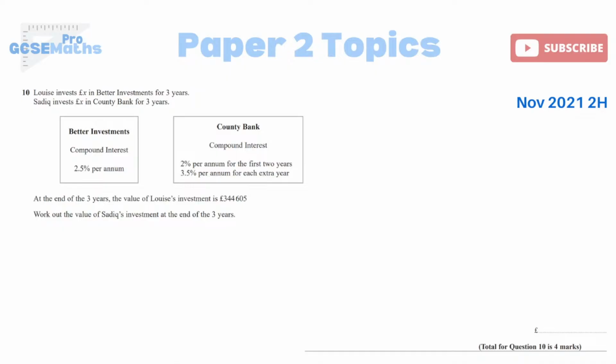Compound interest. For this question, Louise invests X pounds in Better Investments for 3 years. Sadiq invests X pounds in County Bank for 3 years. So they're both investing the same amount of money, right? And they're both investing for 3 years. The difference is that Louise is going with Better Investments, which is compound interest 2.5% per annum, whereas Sadiq is going with County Bank, which is obviously also compound interest, but it's a split one. So we've got 2% per annum for the first 2 years, and then we've got 3.5% per annum for each extra year.